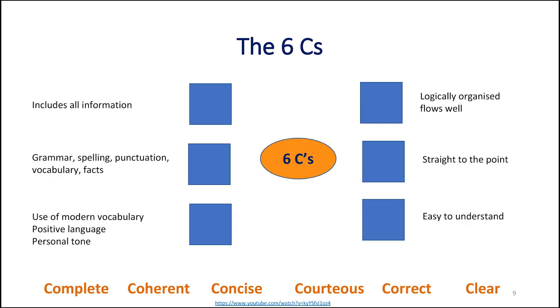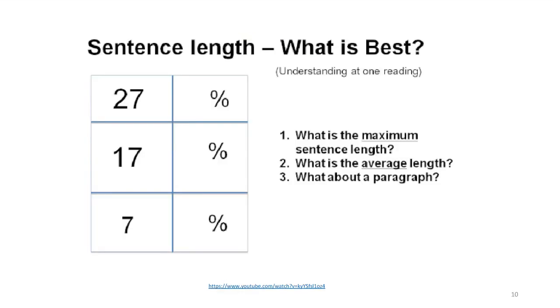In summary, I would say be very complete, be coherent, be concise, be courteous to the reader, to inform in a very straightforward way, and use the correct word in the right sense and be very clear. As I was mentioning, the sentence length could be 27 or 17 words or 7. People say the maximum of 17 words should be an average length.